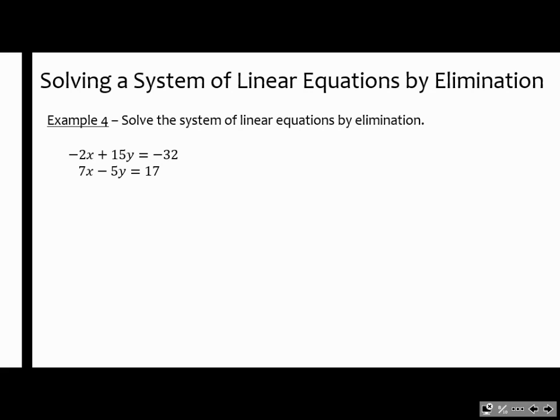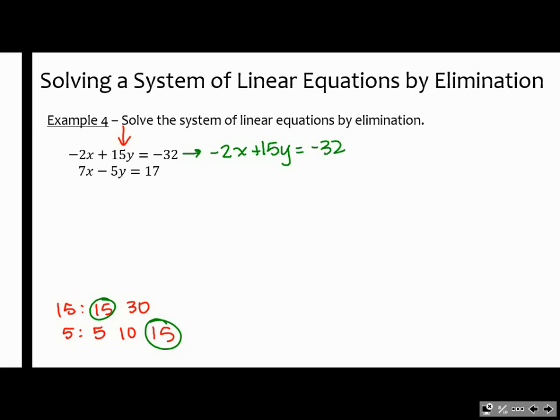Okay, students, let's check how you did. I'm going to be working with the coefficients for y because 15 and 5 have the least common multiple of 15, so 5, 10, 15. Since the first equation already has the 15 on it, I don't have to make any changes for it. I do need to make changes to my second equation. In order to get the coefficient of 15, I'll multiply by 3 on both sides.